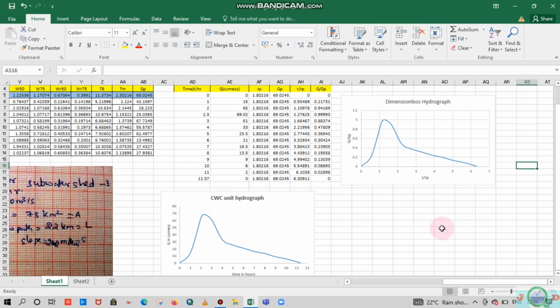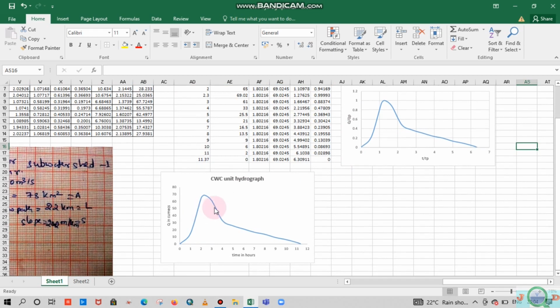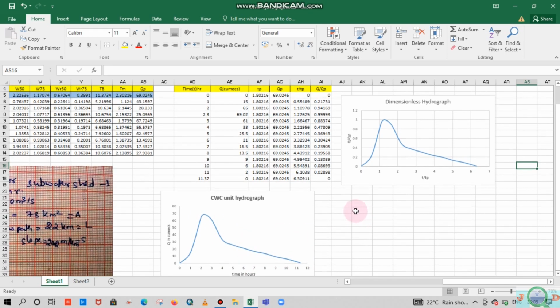So the major advantage of the dimensionless unit hydrograph is that if you want to relate the relationship between a large number of watersheds, you can't relate them with a single unit hydrograph, because a large catchment has a higher peak and a smaller catchment has a lower peak. Some graph peaks come here, some come here, and even the time base varies.